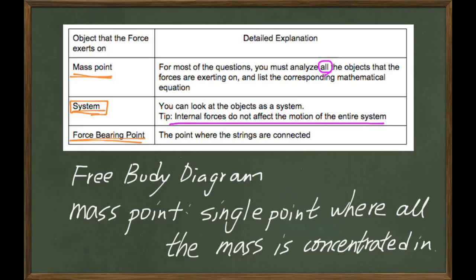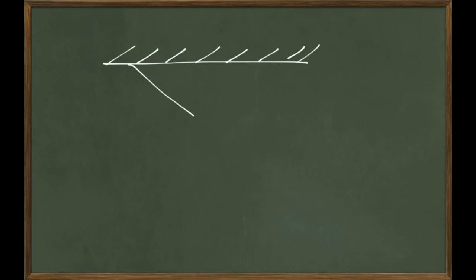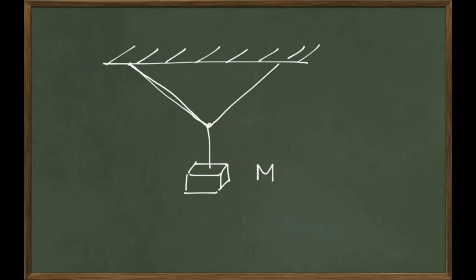Now let's look at the third choice. The third choice is where the force bearing point is. Let's take an example. Let's say we have a ceiling over here, and on the ceiling we're hanging an object. These are strings, and they come together right here, and we hang an object at the bottom. Let's say the mass of this object is big M. So these are all strings. I'm going to draw it. These white parts are all just strings.